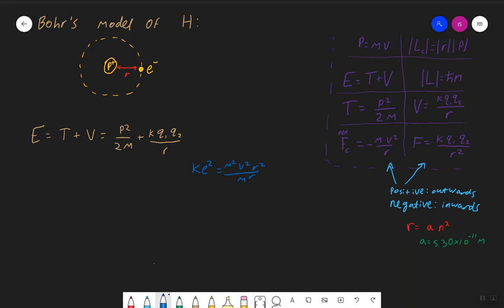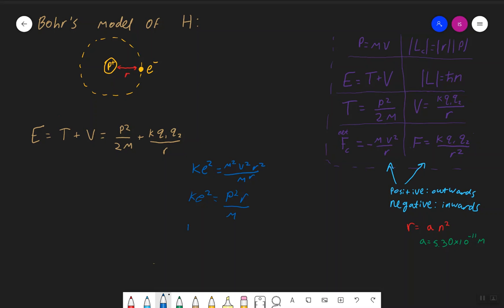Okay, so now given this, we can write this. Really what we're looking for is the value of P squared over 2M. This is a bit of a tricky step, but we have M squared V squared R. Well, M squared V squared is P squared, and then the R squared and the R can cancel. So let's say we have Ke squared equals P squared R, because that over M. Okay, we are almost done.